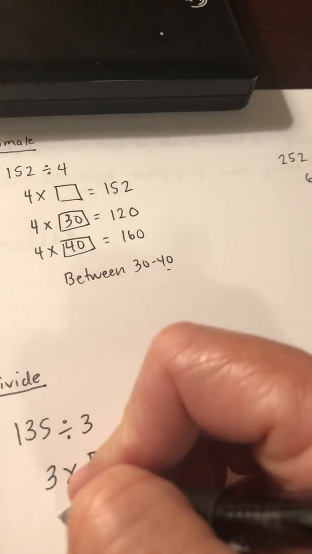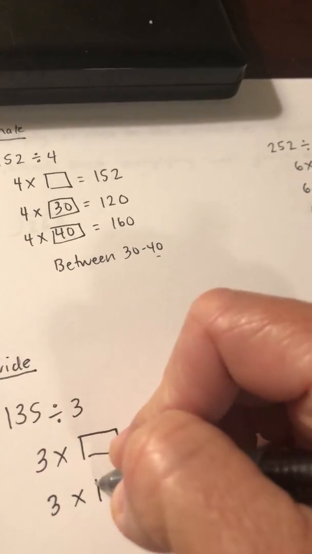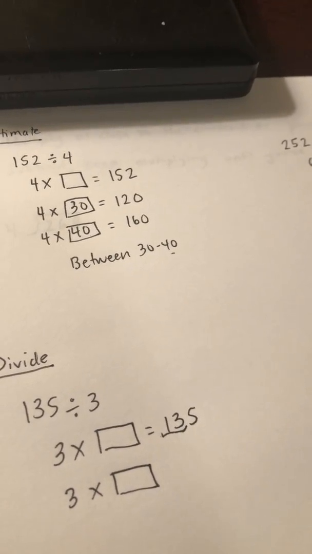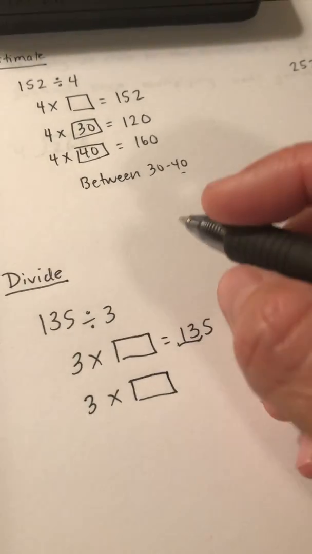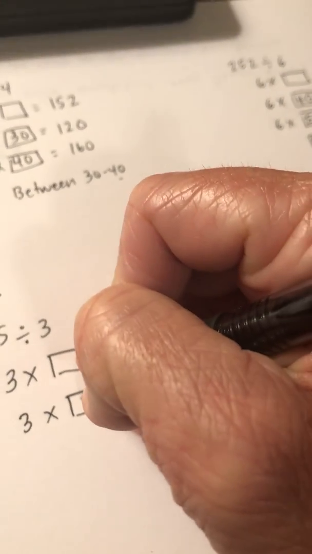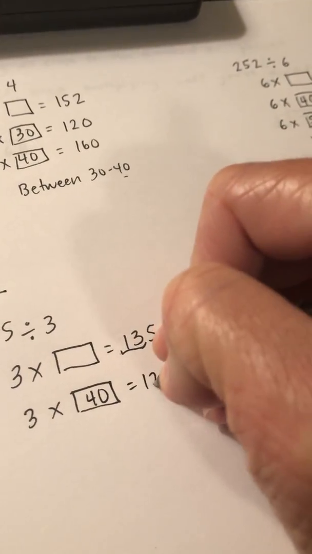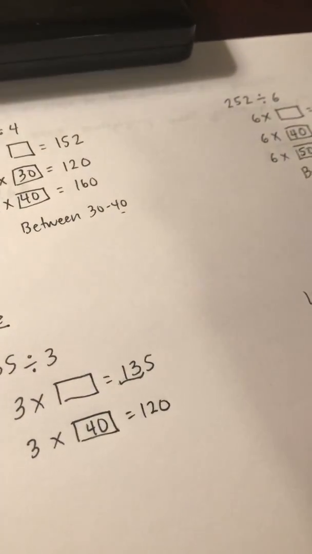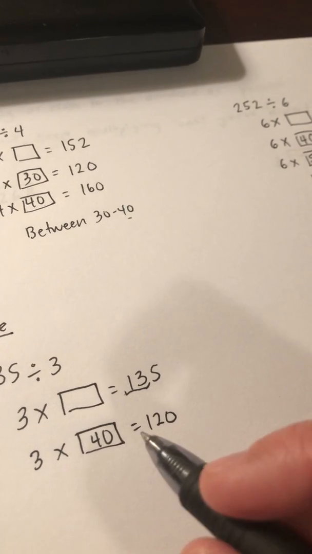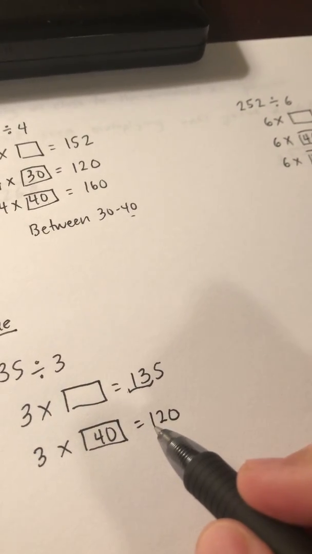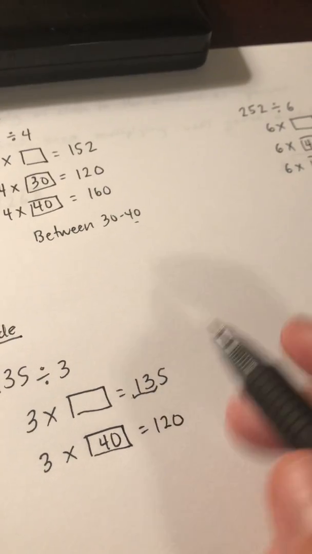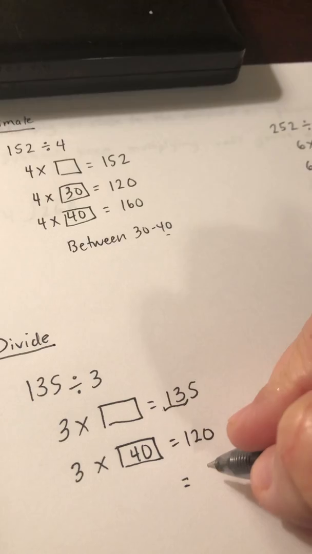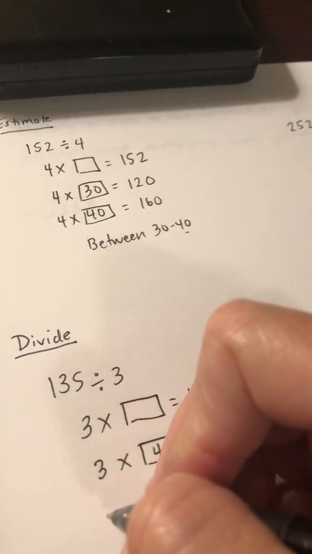Looking at this, we can go about 3 times 40, which is going to be 120. So we're going to say, well, that's part of my number. We're not doing an estimate now, we're trying to get an exact answer. So far, if I did 3 times 40, it would be 120. But I still have part of my number that needs to be divided. 135 minus 120 is 15 left.